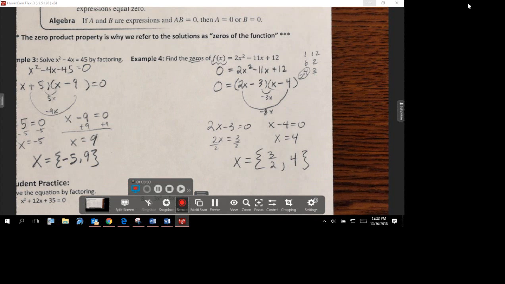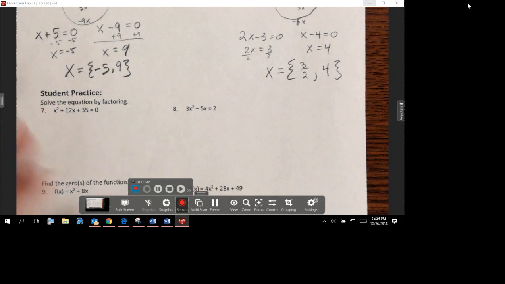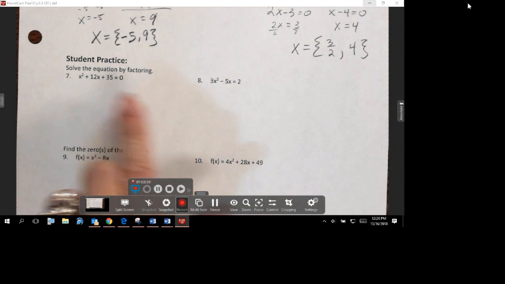So this is what you're going to do in your assignment. You're going to do some that say solve by factoring, and then you're going to do some that say find the zeros, but it's doing the same thing. Look down below. Let's try number 8. This was solved by factoring.